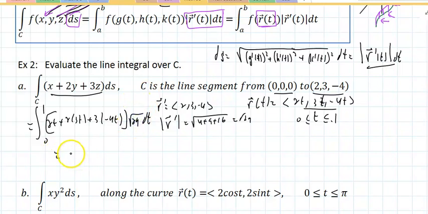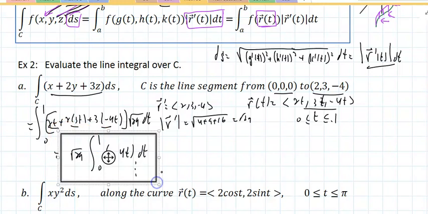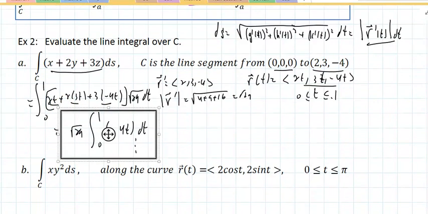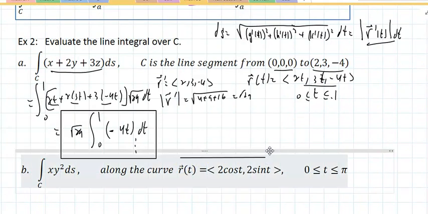So this is going to be the square root of 29 times the integral from 0 to 1. 2 plus 6 is 8. 8 minus 12 is negative 4, I believe, if I'm not mistaken. And you could go from there. Again, if the function is always positive, then that would be the area. Otherwise, it's going to find something else.